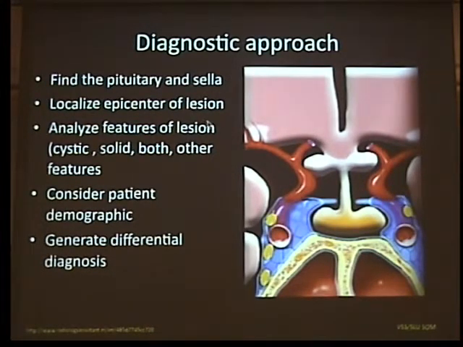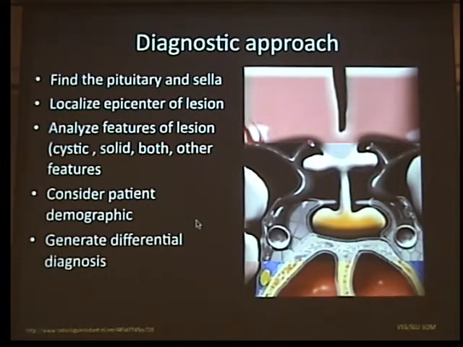Localize the epicenter of the lesion. Analyze features: is it cystic, is it solid, is it bone? Consider the age. The age is going to make a difference, as I'll tell you in a minute. Generate the differential diagnosis. Okay? So you've got to find the pituitary. If the lesion is here, you know where the epicenter is. If the lesion is here or here, you've got to know where it is.